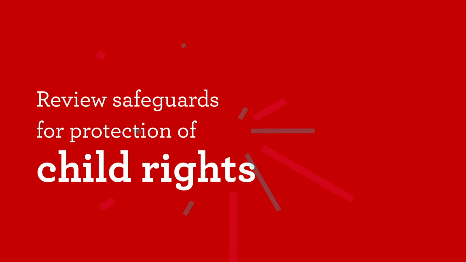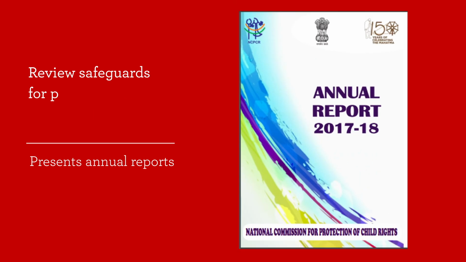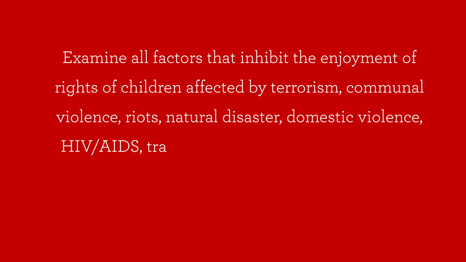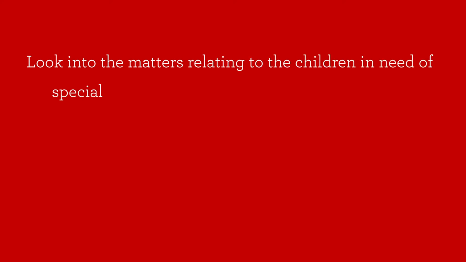to the NCPCR. As you can see, the Commission reviews the safeguards provided by or under any law for the protection of child rights. It presents to central government annually reports relating to these safeguards, inquiry into violation of child rights, examine all factors that inhibit enjoyment of rights of children affected by terrorism, communal violence, riots, natural disaster, domestic violence, HIV/AIDS, trafficking, maltreatment, torture and exploitation, pornography and prostitution, and recommend appropriate remedial measures. In fact, these themes will give you a sufficient idea about the issues concerning child rights violation.